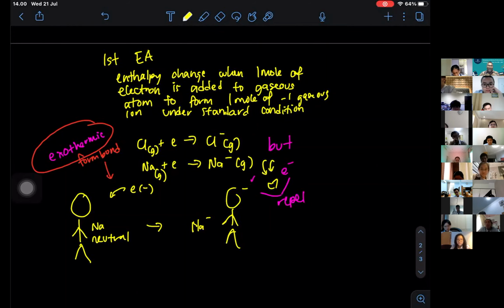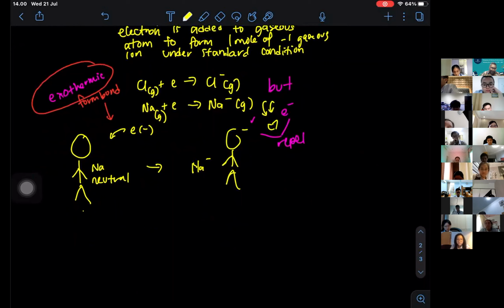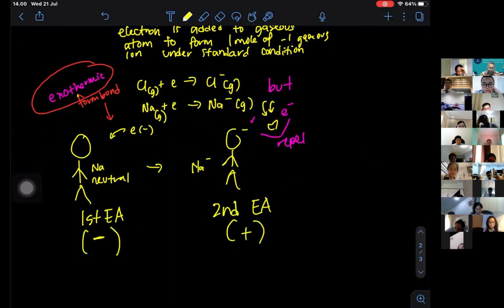So your first electron affinity was exothermic, but your second electron affinity is going to be endothermic because of the repelling forces. You need to do it differently. The same thing will apply for your third electron affinity. It's also going to be positive. But don't ask me about the fourth and so on.